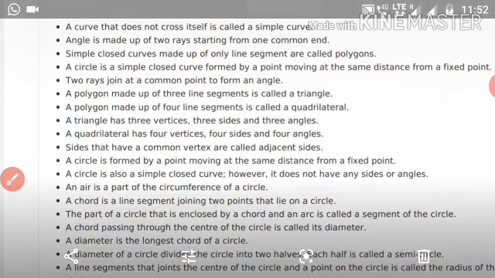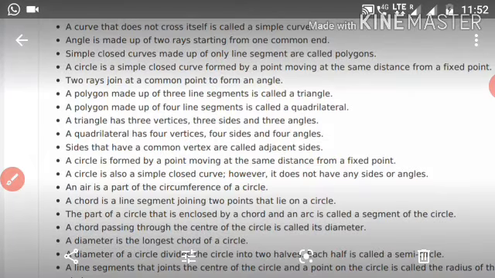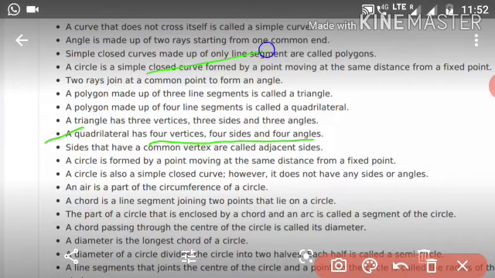Now a quadrilateral has four vertex, four sides and four angles. So this is same, okay, this will be figure. So how many sides will be there? Four sides. How many vertex? Four vertex will be there. And how many angles? Angles also how much? Four, okay.